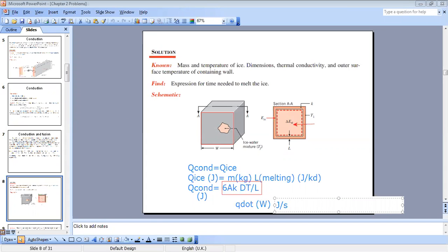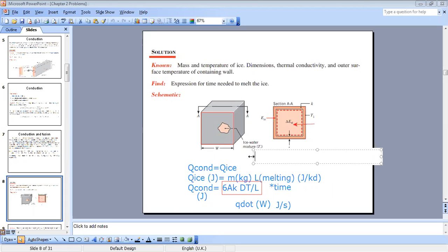Okay. So in order to find the total amount of heat delivered, it's the heat rate times the time. The heat rate, which is the heat provided per unit time, we multiply it by the time, and we get the total heat provided. So we can say that to melt ice, Q conduction should be equal to the latent heat of melting. So now we can put our equation.